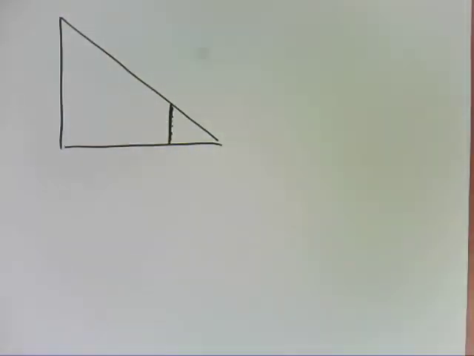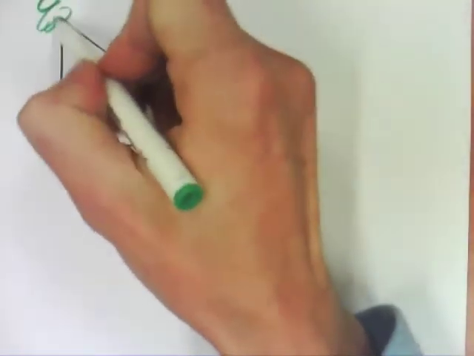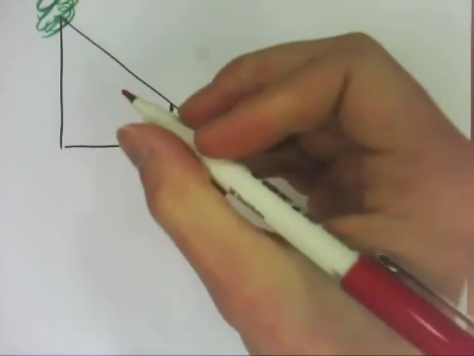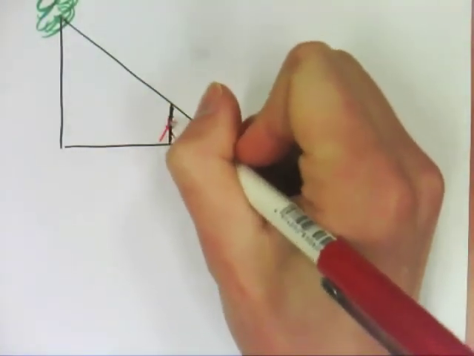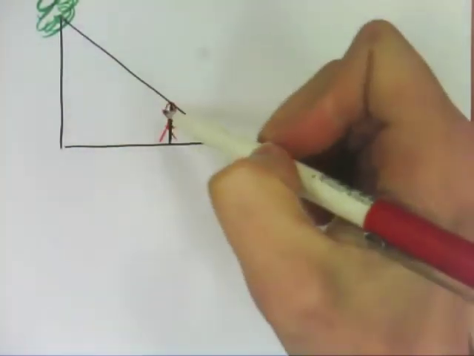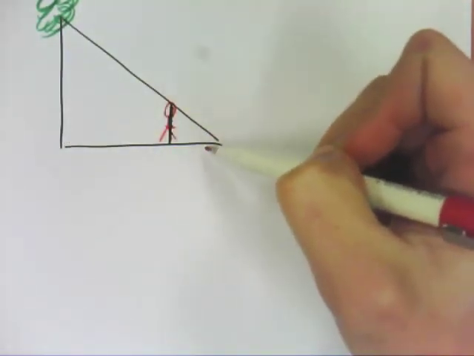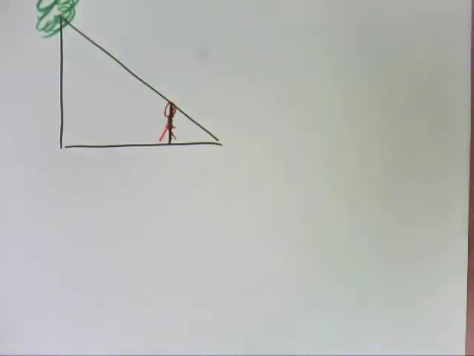So let's say this is a tree. I'll even get the green marker out for you. So this is a tree, and this is a person. You can actually work out the height of the tree if you know the height of the person and the angle and the distances there. That's the sort of questions you might be coming across in this exercise.